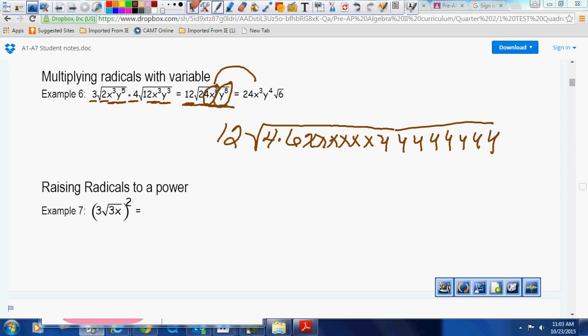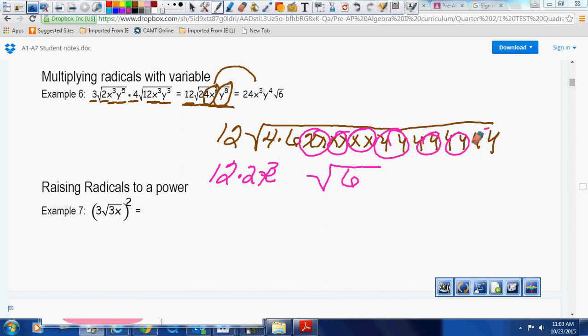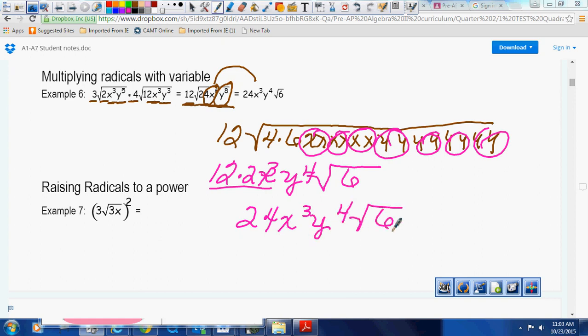So when I bring my 2 out, I have 12, and then I got to bring that 2 out, which is the square root of 4. And then there's nothing I can do with that 6, so that 6 is going to stay up under my radical. Then I'm going to look at how many sets of x's I can bring out, and there's 3 of them. And then how many sets of y's I can bring out, and there's 4 of them. So my answer when I multiply my 12 times my 2 is 24, x to the third, y to the fourth, square root of 6.